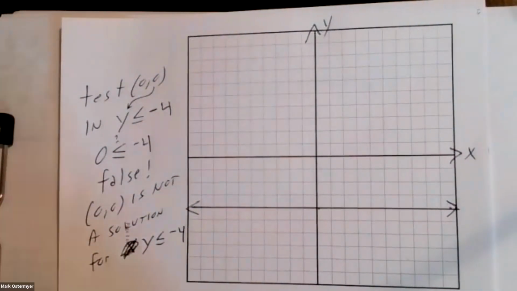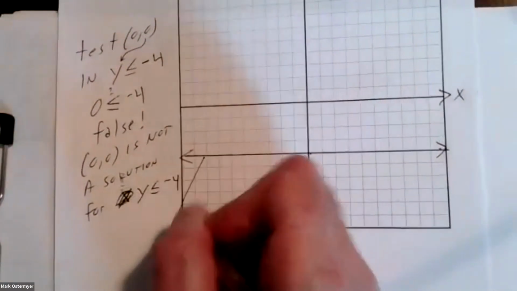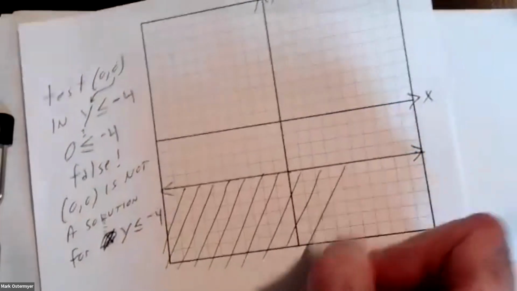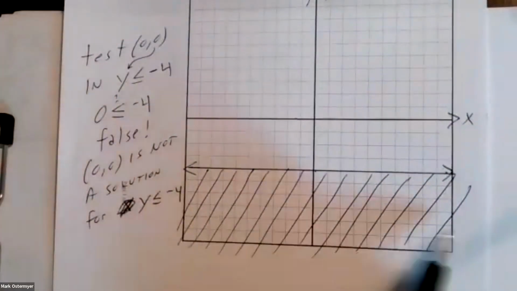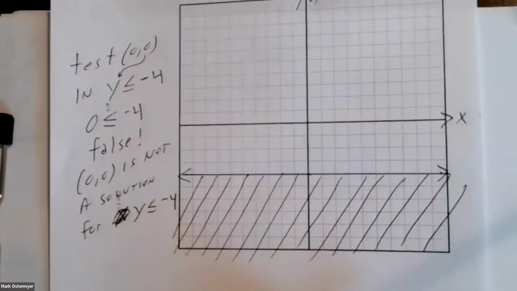Hence, we got to shade the plane that does not contain 0, 0. That means we shade the plane below the solid horizontal line. And you are looking at the graph of all ordered pair solutions of y less than or equal to -4. That's the shaded solution set to that inequality.